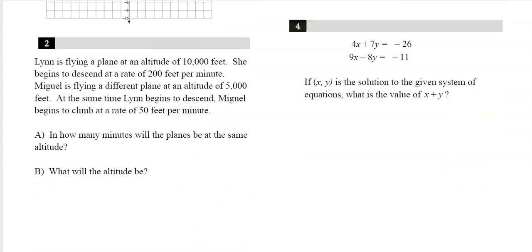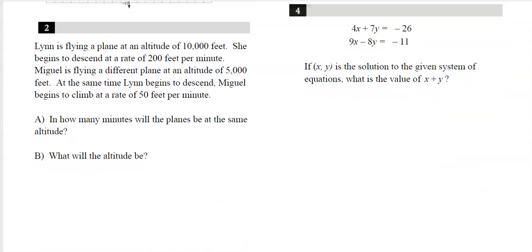All right, moving on down. Number 4. If x, y is the solution to the system, what is the value of x plus y? So on this one, we actually got to find x, we got to find y, and then our final answer, we're going to combine those two and put them in there.